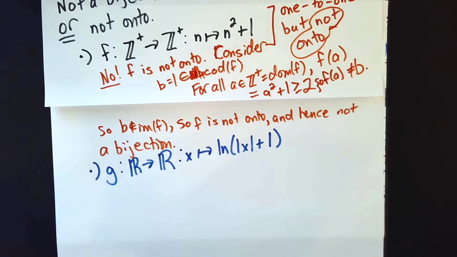How about this function? We're taking R to R, and we're mapping x to the natural log of the absolute value of x plus 1. Now, there's a lot to be distracted by here. But if you look at this closely, I think there's one piece of what's written here that tells you what the answer is going to be. And I really think if you don't see it yet, you should pause the video and look at it for a minute before you continue. What's the piece here that tells me the answer?